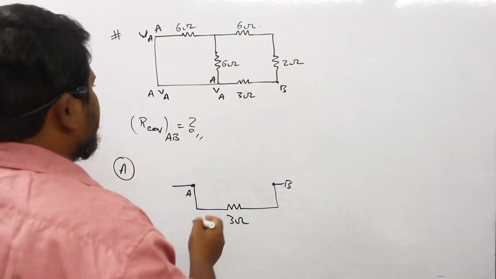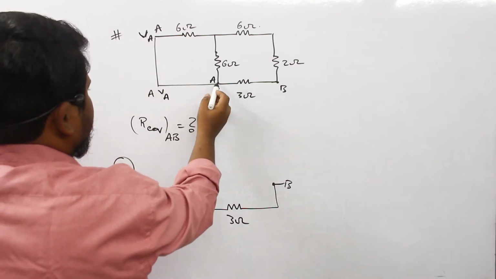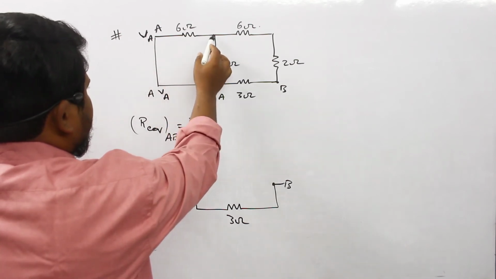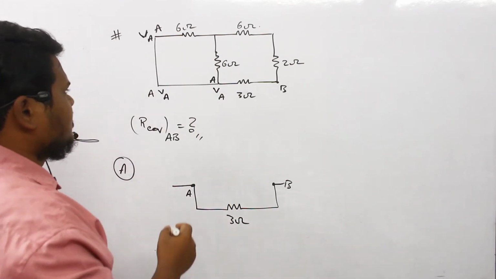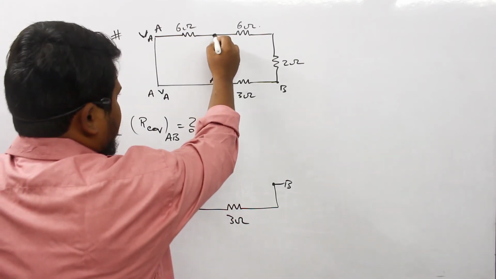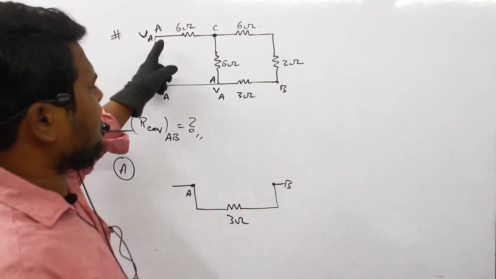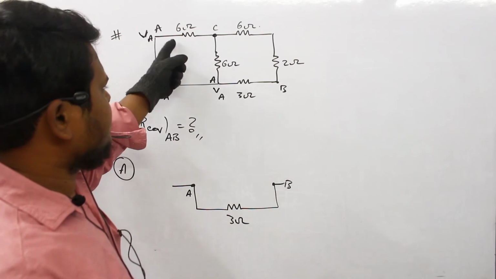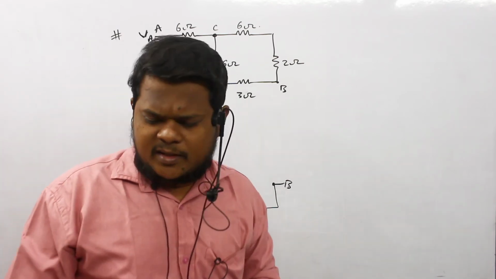Next, here this is also point A. From here I have a 6 ohms resistor, and from here I have another 6 ohms resistor. Consider they are meeting at point C. So 6 ohms and 6 ohms are meeting at point C. Now can you say, this 6 ohms and this 6 ohms, are they in series connection or in parallel connection?